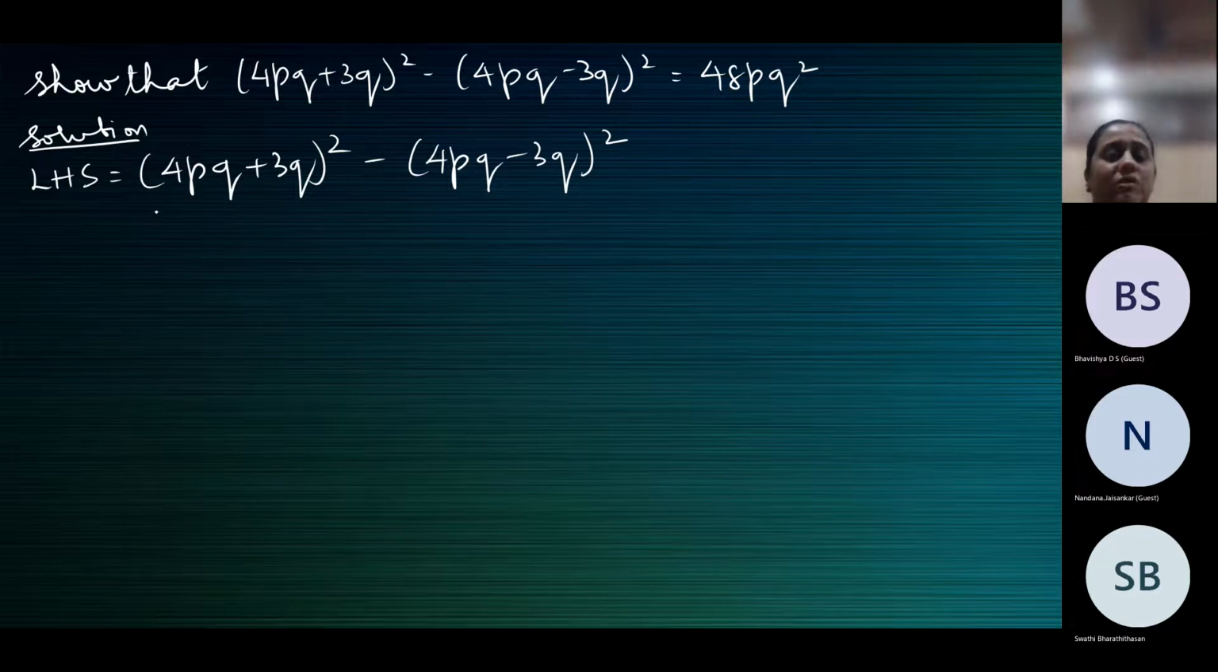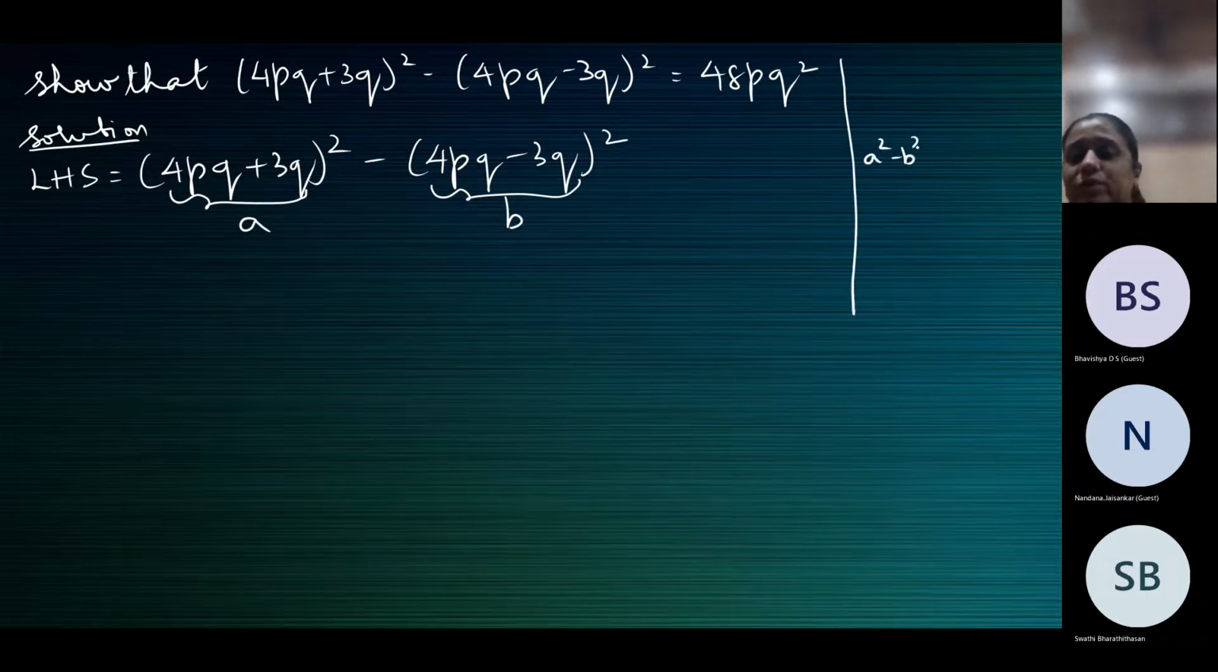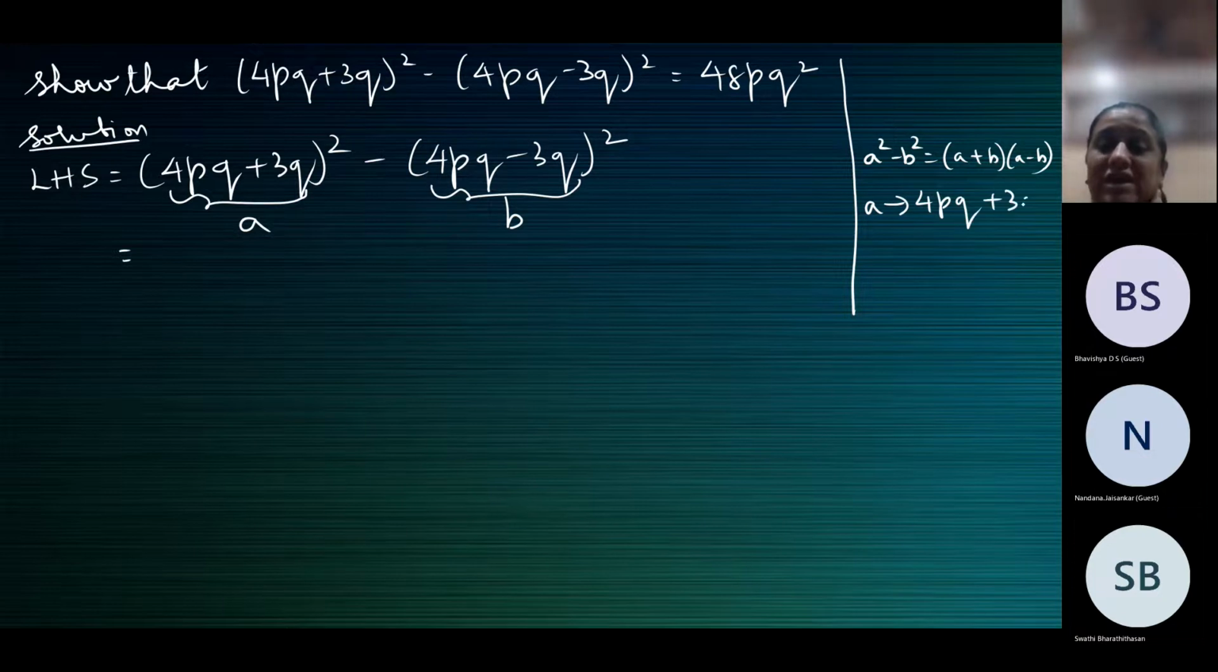Now I'm treating this whole thing as A and this whole thing as B. So the expression is of the form A square minus B square. And we know that A square minus B square is A plus B into A minus B. Now, what will be A plus B? The identity is this, children. A square minus B square is A plus B into A minus B. So what is A here? A is 4PQ plus 3Q because A square is there. So what is A? 4PQ plus 3Q. And what is B? 4PQ minus 3Q.